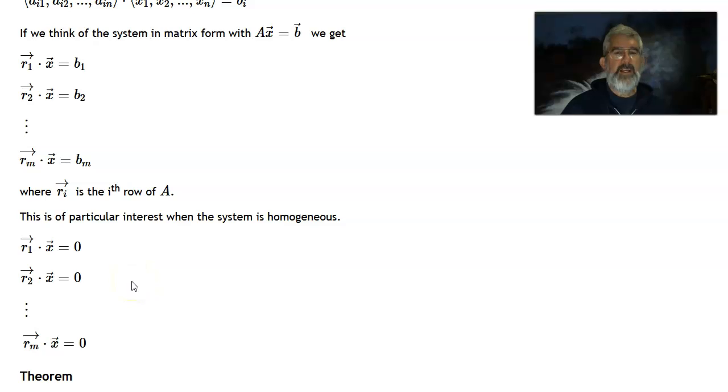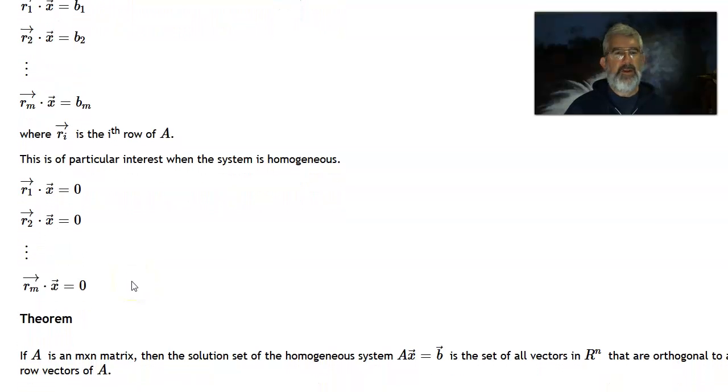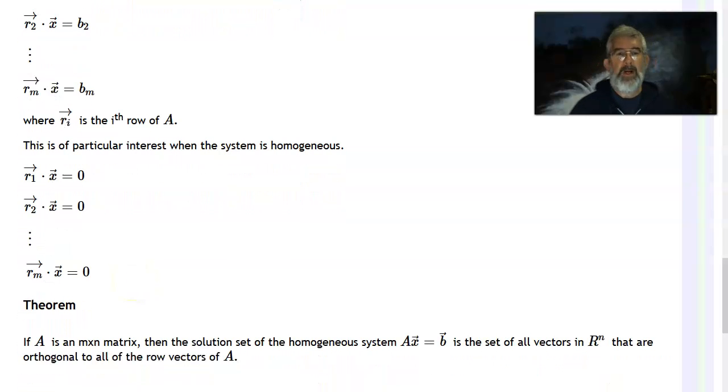So we can see the following theorem. If A is an m by n matrix, then the solution set to the homogeneous system, Ax equals 0, is the set of all vectors in Rn that are orthogonal to all the row vectors of the matrix A, right? R1 dotted with x has got to be 0, which means x has got to be orthogonal to R1. R2 dotted with x equals 0 means that x has to be orthogonal to R2.